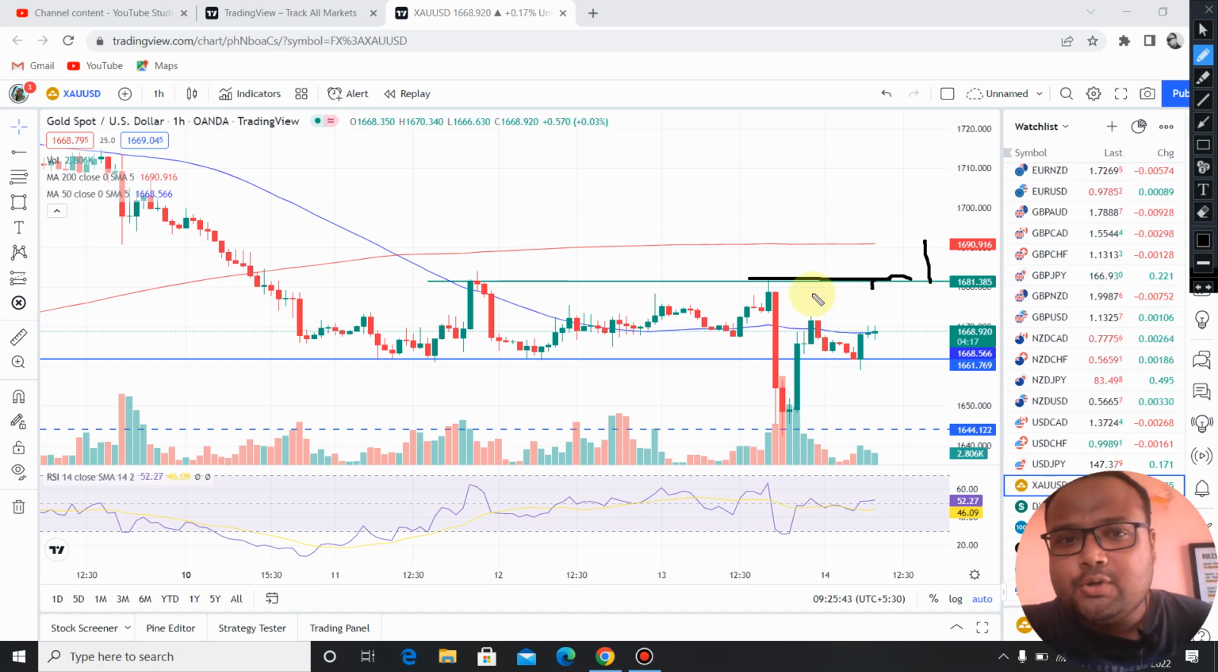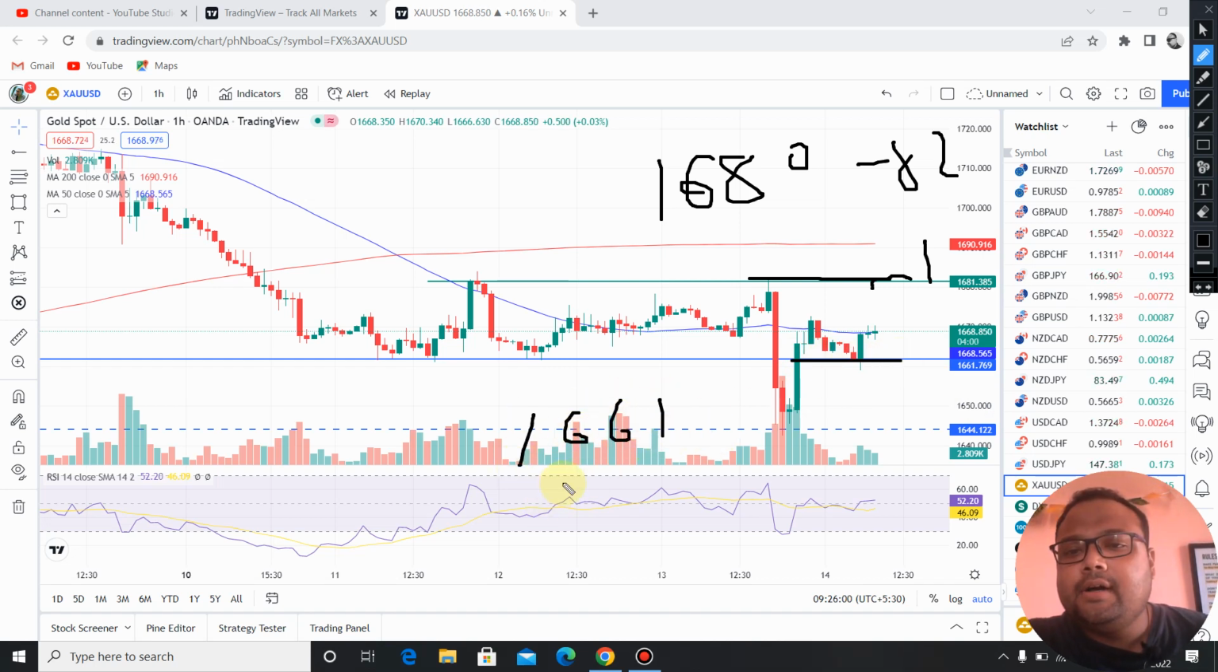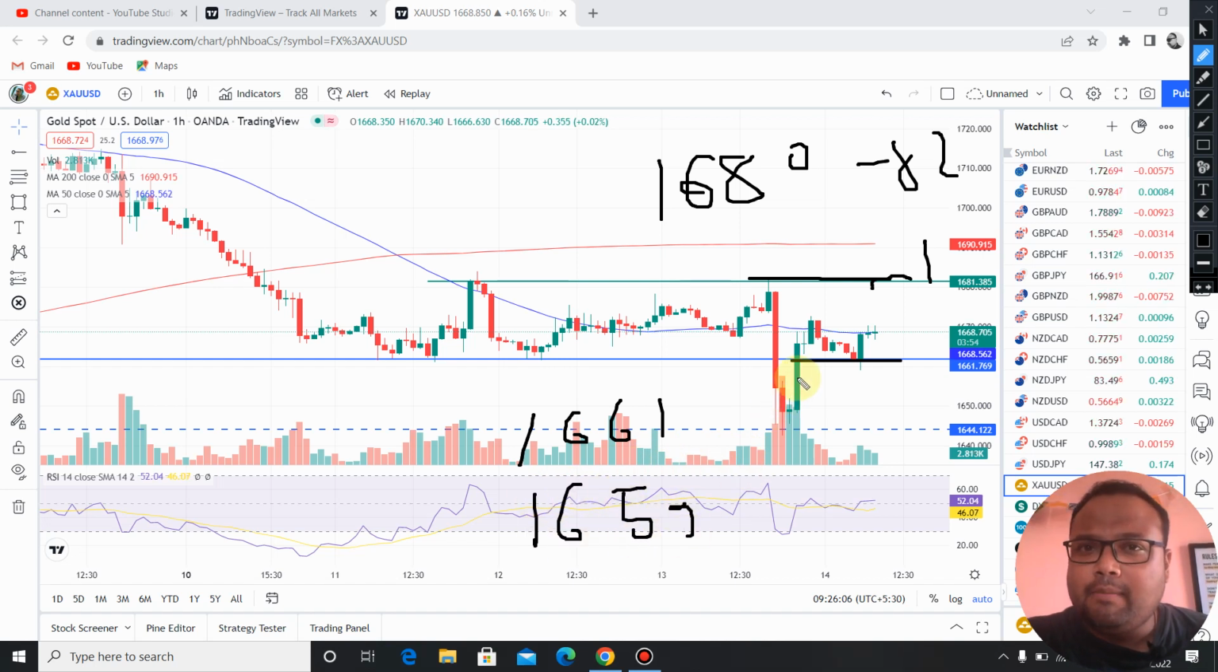If not a very big sell, at least you can expect a profit of 50 pips, 60 pips. Okay, so 1680 to 82 is a resistance zone for the market, a good resistance zone for the day. At the bottom, we have 1661 to 1659. This is also a support zone for the market. Keep in mind, do not forget, this support zone is not very strong.